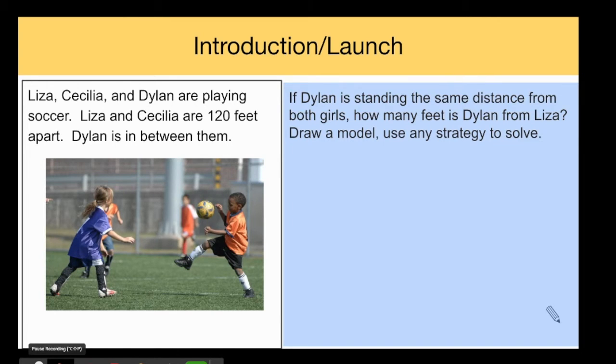How would you begin to solve a word problem like this? Well, I'll give you a hint. Distance means measurement. It means we are measuring how far one object or person is from another. This problem is also asking us to draw a model. In this case, we do not have a ruler that is 120 feet long, but we can draw a number line to help us. Let's solve this together.